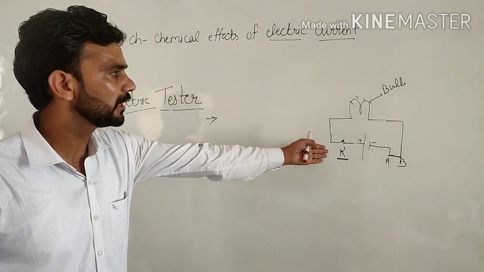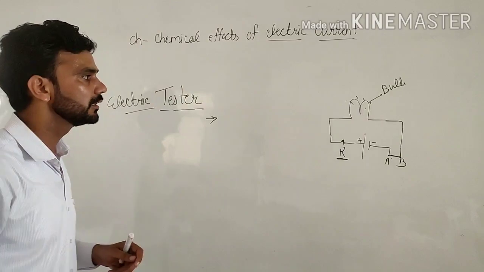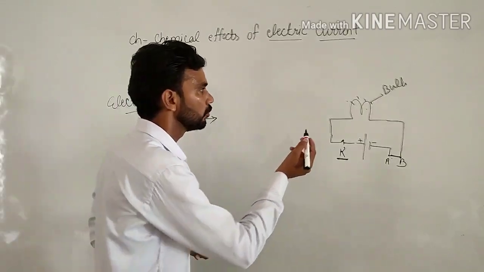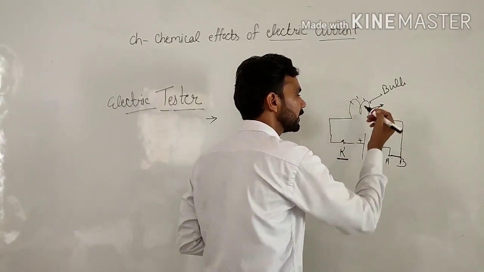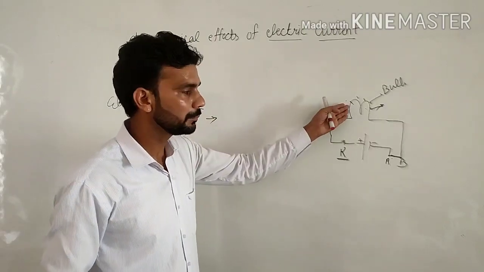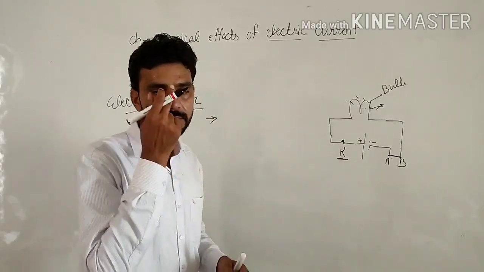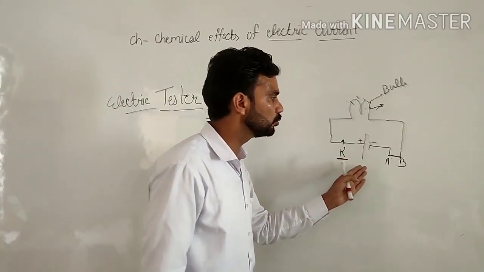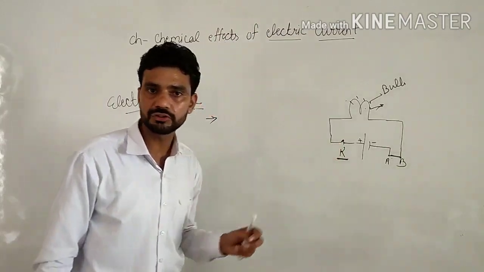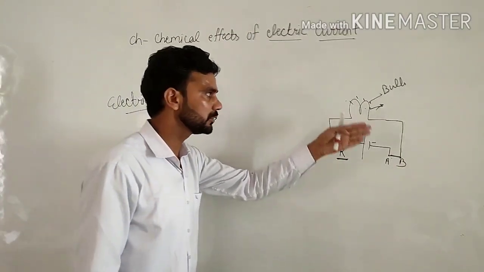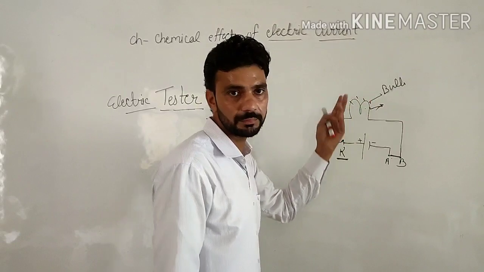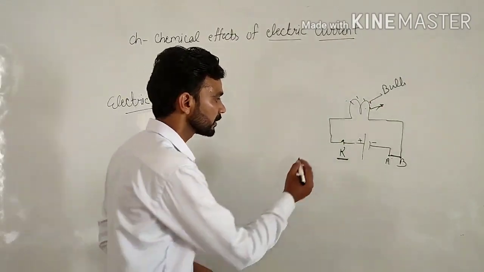So this is a simple tester. If this bulb is not glowing, what can be the possible reasons? The bulb may be fused, the connections may be loose, the cell may be used up, or the key may be switched off. So these are the possible reasons why the bulb does not glow.